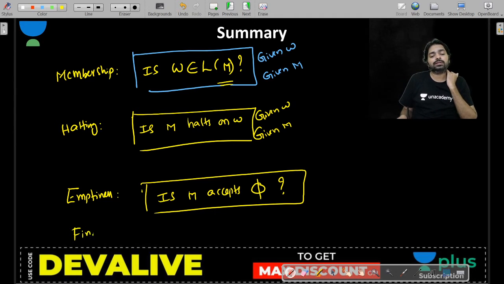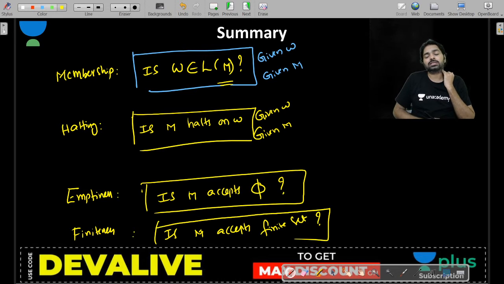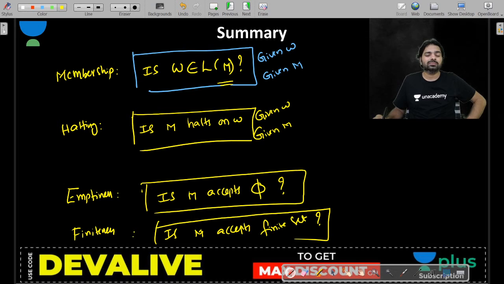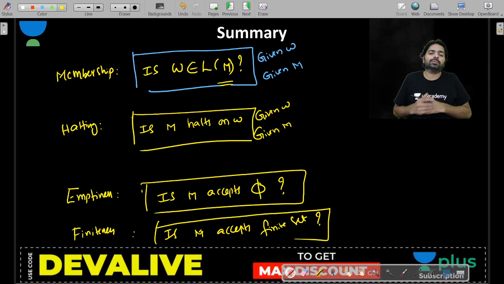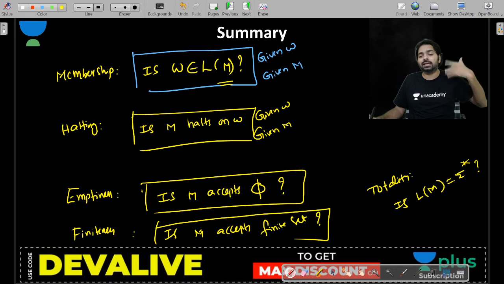And finiteness, how do you write it? Finiteness in general is: M accepts a finite language. Which finite are we not saying here? Finite set. Similarly, I can ask infinite, same logic. We have even seen totality. Totality, what is the definition? Is L of the given machine M equal to sigma star? Sigma star you can write in a program. Totality is over.